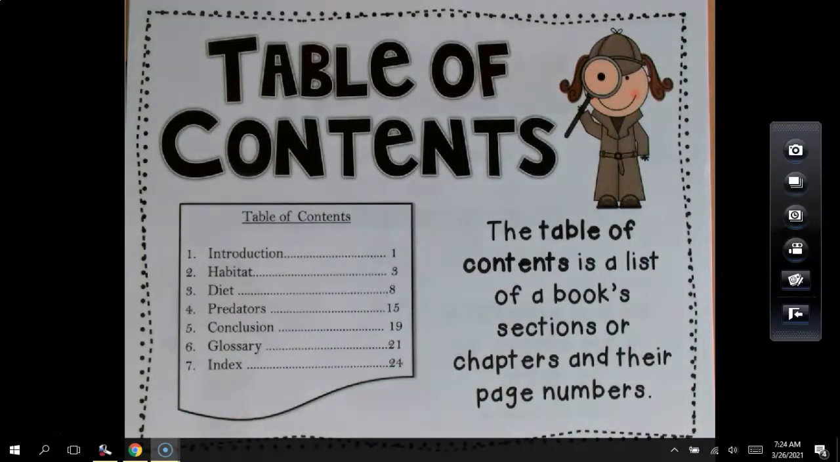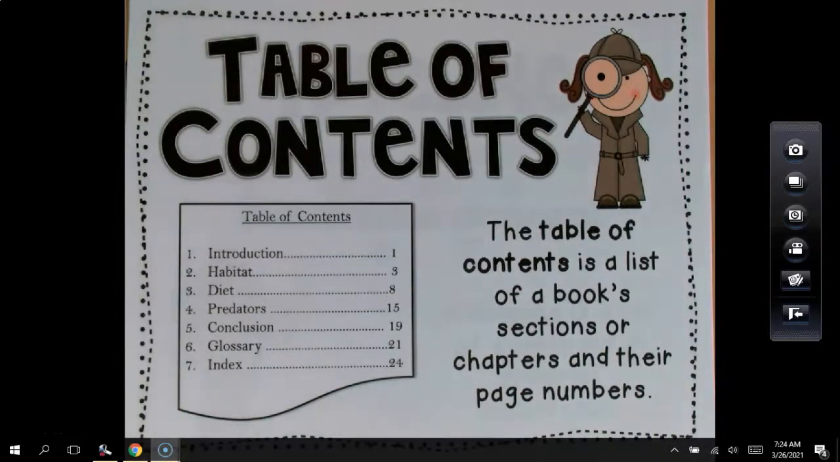Now, what are graphic sources? Graphic sources, boys and girls, just help you understand the information that is in the text, that's in the story. And it gives you extra information. We see graphic sources in our expository text, in our nonfiction or our informational text. And I'm going to give you a few examples.